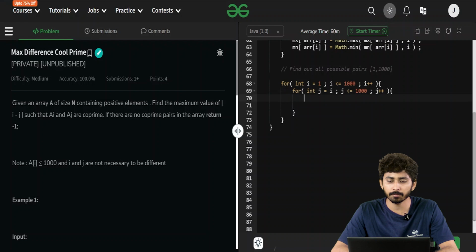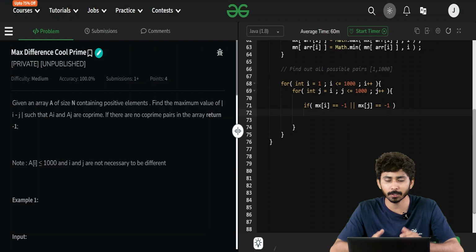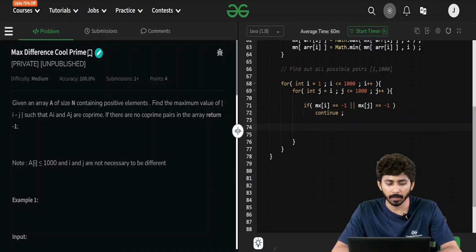Now I will check if the elements exist. If mx of i is equivalent to -1, or mx of j is equivalent to -1, that means their values have not been updated. If values are not updated, then that means elements are not present. Continue. Else, I'll write the GCD code. I'll check if i and j are co-prime by computing their GCD, and I'll store the answer inside my temp.